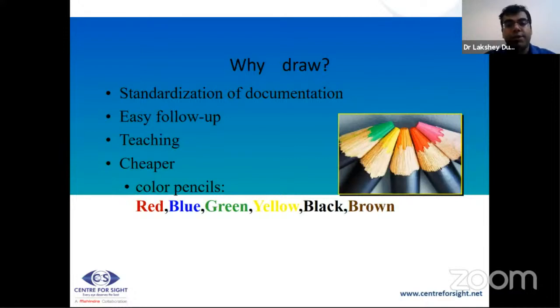So why do we need corneal drawings? It is for standardization of documentation, easy follow-up, teaching, and most importantly, it is cheaper. With anterior segment photography also available, corneal drawing does not lose its significance because it is a cheaper way of documenting. And the next important thing is you can highlight the area of interest and keep it marked in your drawings. With a photograph, you get a diffuse photograph, but with this diagram, you can highlight the area that I want to focus on. This is my area of concern.